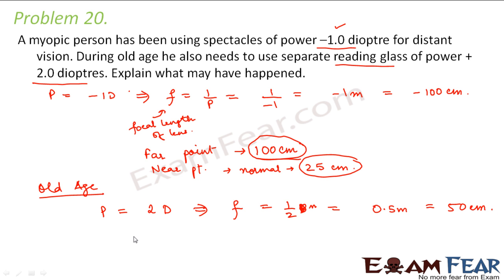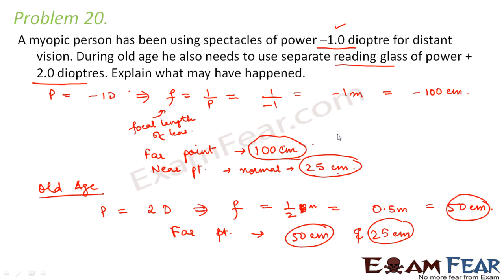50 centimeter. Now by using this lens, what was the advantage? Earlier he was able to see the objects lying between 100 centimeter and 25 centimeter, but now because of this, his far point got reduced. So now his near point has also changed to 50 centimeter. So now the lens has the capability of changing between 50 centimeters and 25 centimeters.